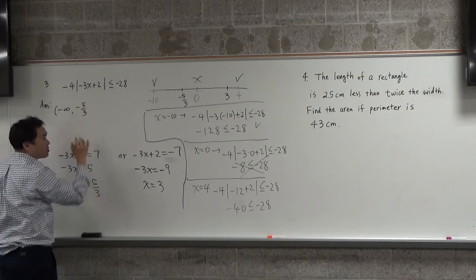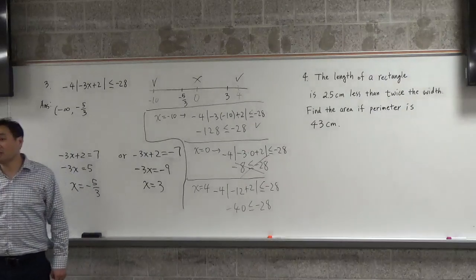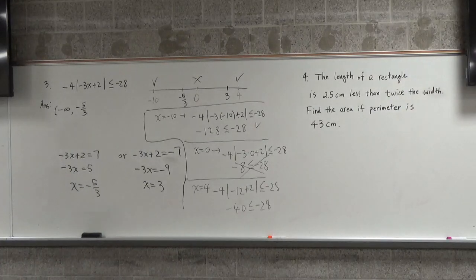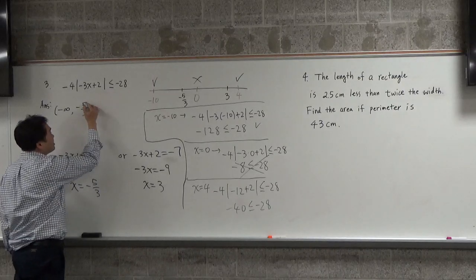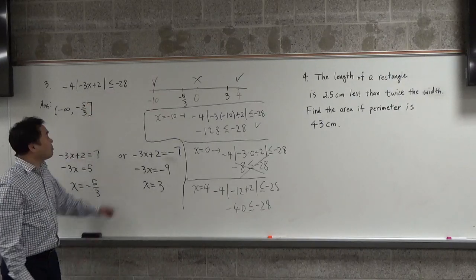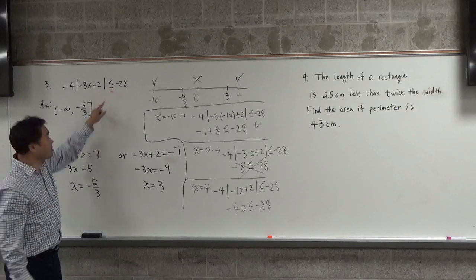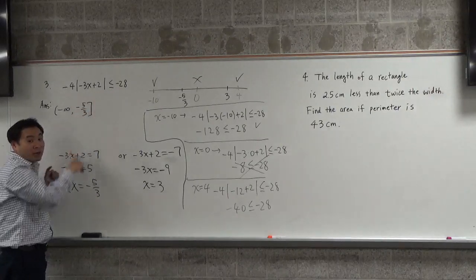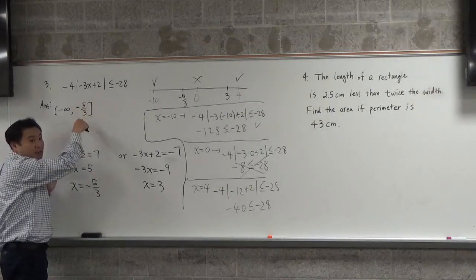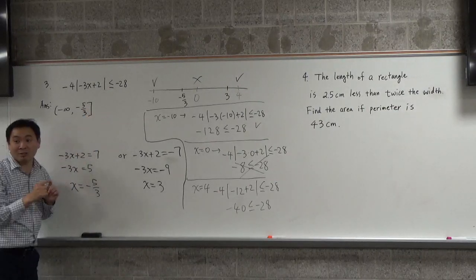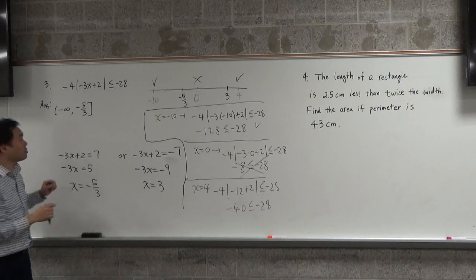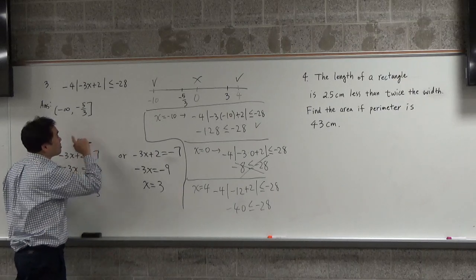-5/3. Now, another crucial question. Should -5/3 be included or not? Yes. Because this has an equal sign, it is included, right? If this was a strict inequality, then you would put a round bracket, okay? It will be a parenthesis instead of that, okay? But this has an equal sign included, so this endpoint is included, all right? That will be an important thing to remember, okay?